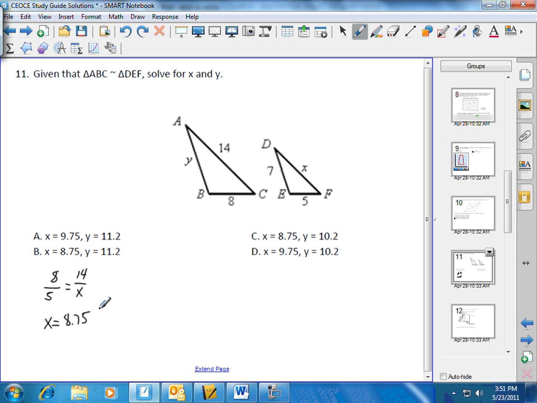Okay, so we can eliminate A and D. So let's solve for y. And again, I'm just going to use this ratio 8 over 5. That's the only one I could use. Okay, so 8 over 5 has to equal y, and its corresponding side is 7, y over 7. So we get 8 times 7 is 56, and 56 divided by 5 is 11.2. So y is equal to 11.2. So that leaves us with answer choice, what? B. Alrighty.